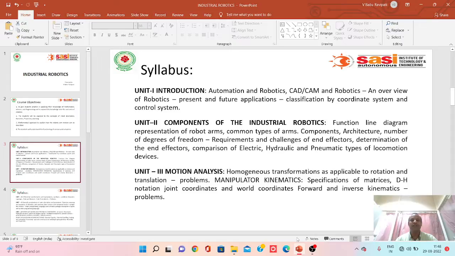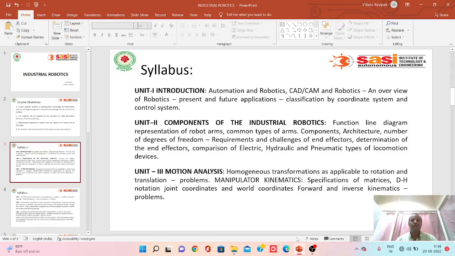And then we have robotics and present and future applications of robots: at present where we are using those robots, and in future in which areas we may have the exposure of robotics. Then classification of robots by coordinate system and control system. That is the first unit. We'll know in detail what the coordinate system and the control system are later in due course.